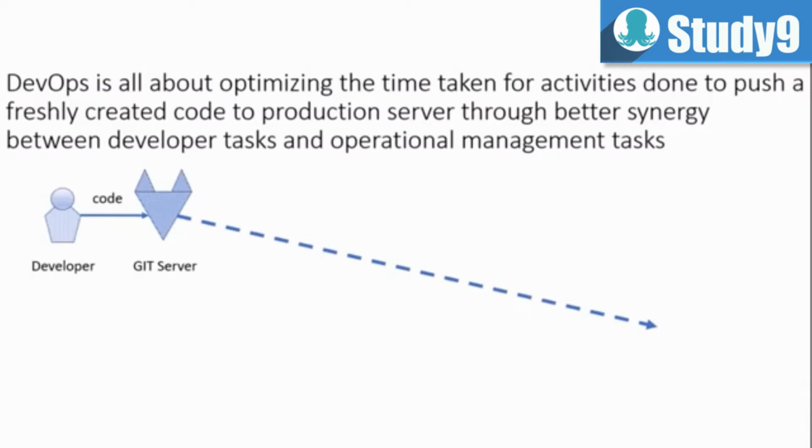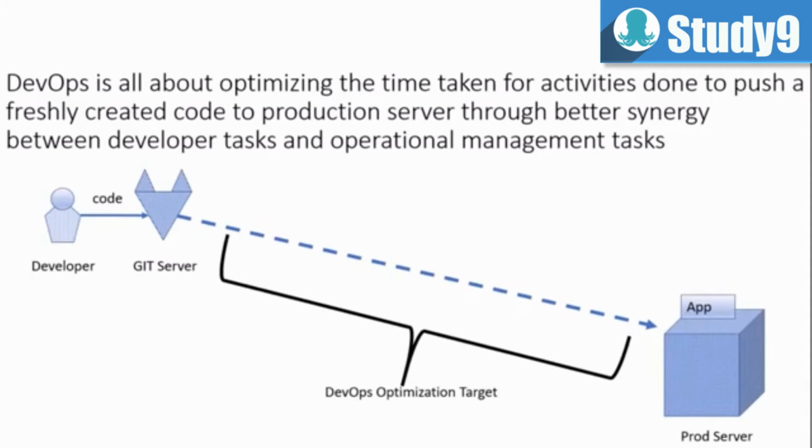Now, the processes that are taken up by the operations team after this to release this application code into production, after a lot of testing and everything, is the target area of DevOps. DevOps tries to reduce the time taken from a developer submitting the code till it reaches the point of launching on the production server. Whatever is the time taken in between, that is what DevOps tries to optimize through the use of various kinds of automation.